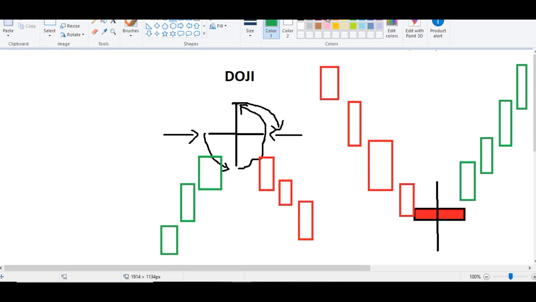Now the other way might also happen. Let's say that the bears come out as winners, like this, and so the trend will continue. All we need to keep in mind is whenever we see a doji pattern like this, we need to be alert, because there may be a chance that price may reverse from that point. So whenever you see a doji, think of indecision and just be alert.